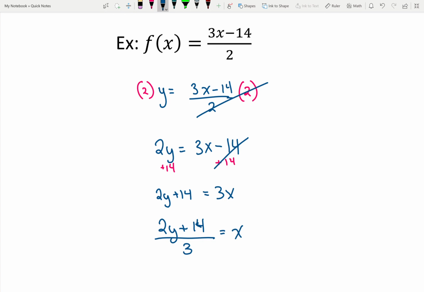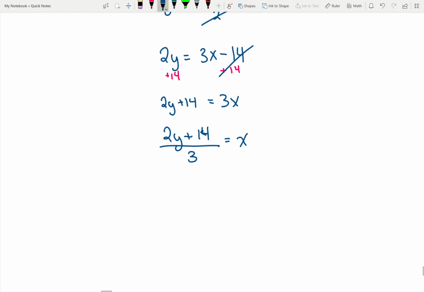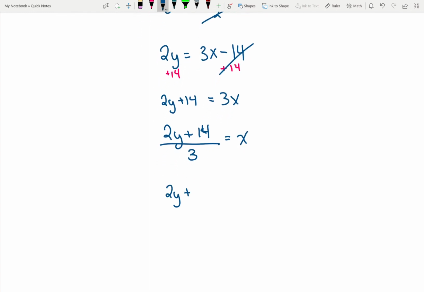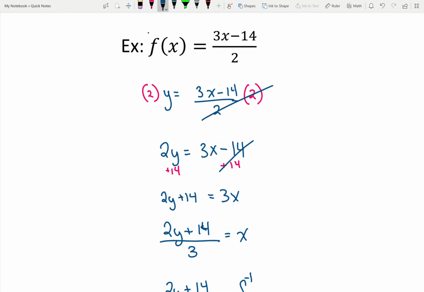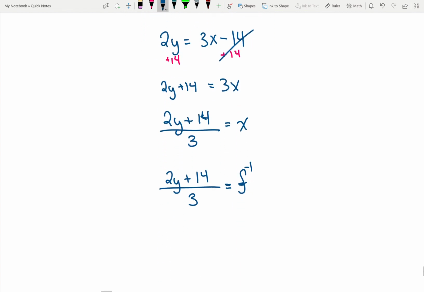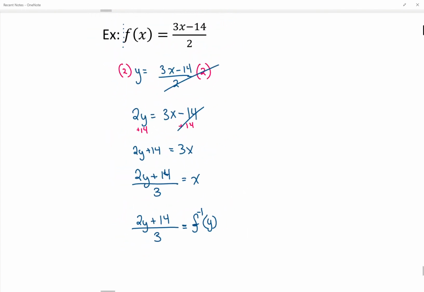And now we're just going to rewrite x into its real name, which is f inverse, right? We're saying that the function that we've written on the left-hand side of this equal sign is the inverse of this original function right here. So this is the inverse function of f, and it takes in a variable of y. Okay, this should hopefully be a review, but it's important for our lesson.